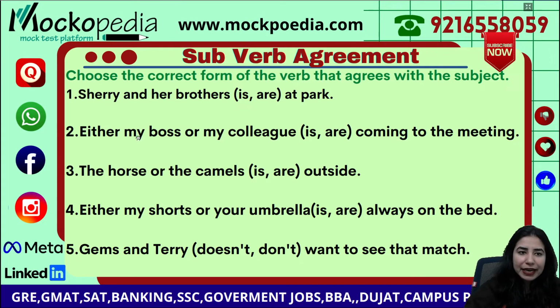So we are combining boss singular, colleague singular, and we are combining with either or. So the verb is going to be singular. So for the second, "is" is going to be the answer. Come to the third one.